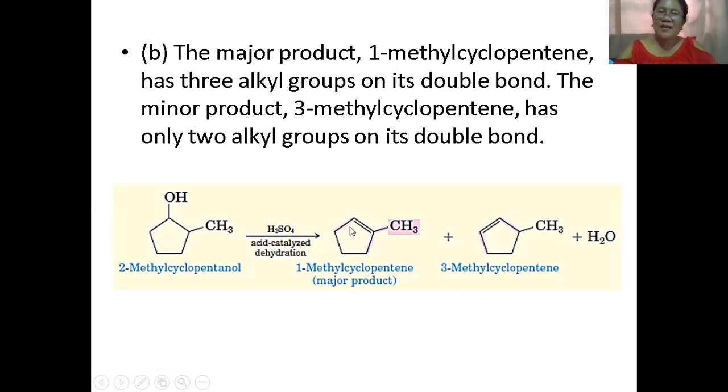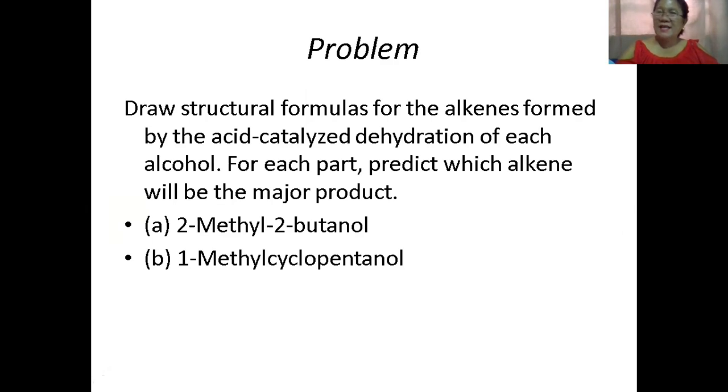Therefore, this will be the major product since it has more alkyl groups. This 1-methyl cyclopentene, how many alkyl groups? There are 3, while this one has only 2 alkyl groups. So this one will be the major product. That is for dehydration. Dehydrogenation will be an assignment again.